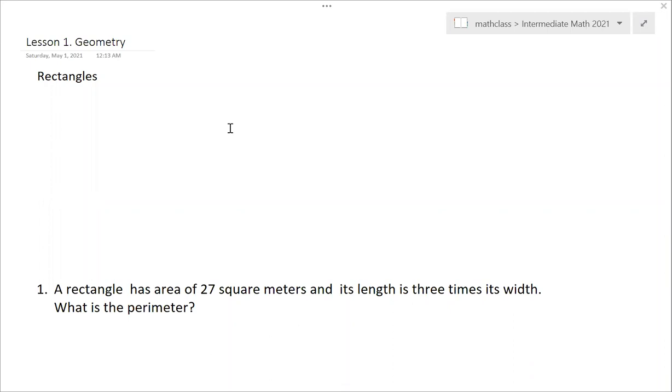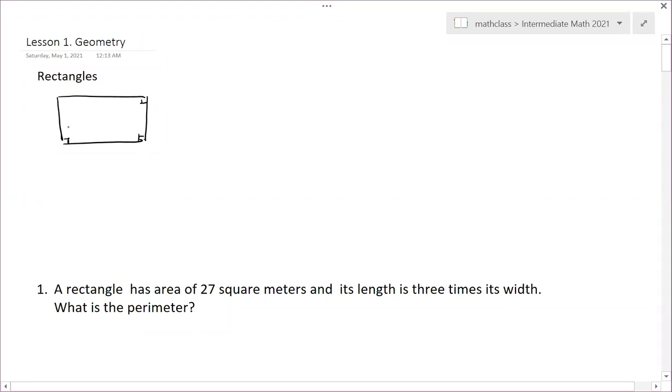So today's topic is on geometry, and let's have a quick review about rectangles first. A rectangle, by definition, is just two pairs of parallel lines that are connected, and all four angles are 90 degrees. There is a more general shape called a parallelogram, but rectangles are special. You have a length and a width. This side is called the length, the other side is called the width.